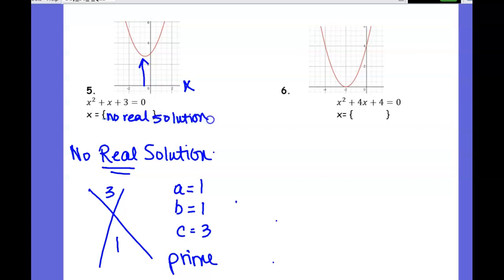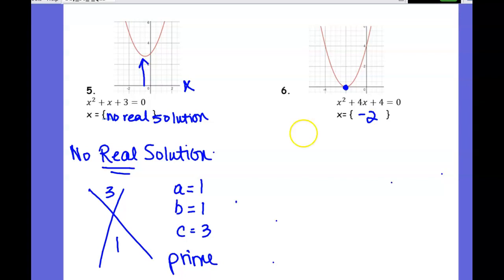Number 6, if we look at the graph, we notice it just touches down at 1 point. Since this is 0 and 4, if we look at the scale, this is going to be a negative 4. In between the two would be a negative 2. So the one solution would be negative 2.